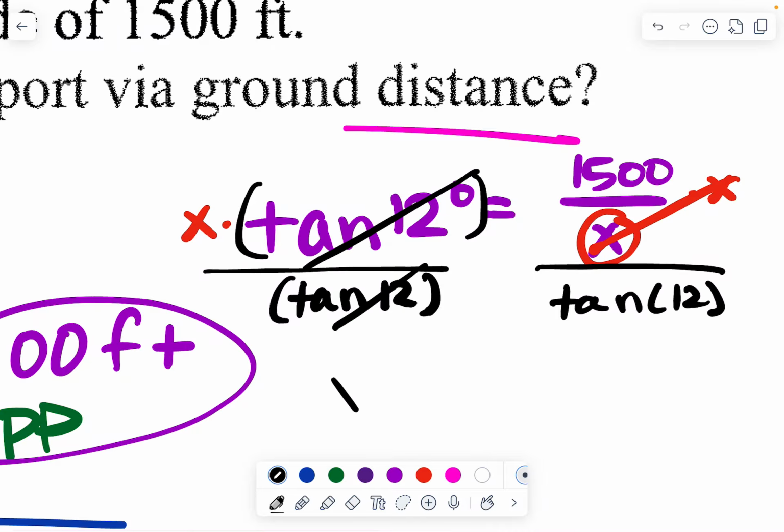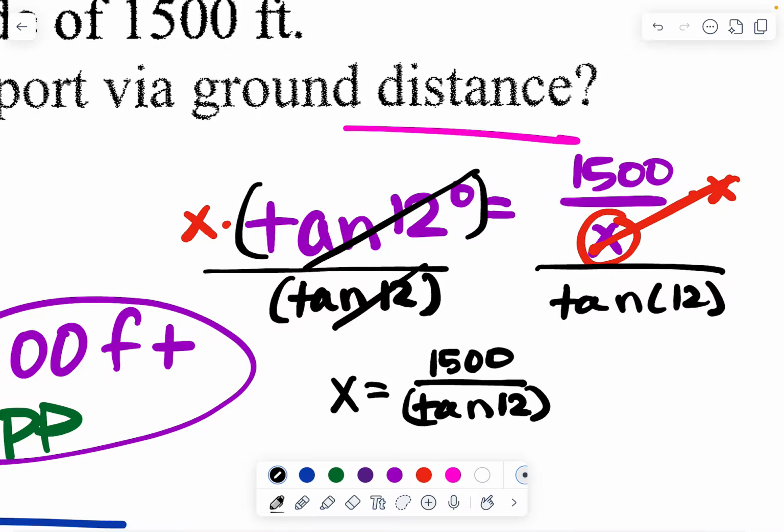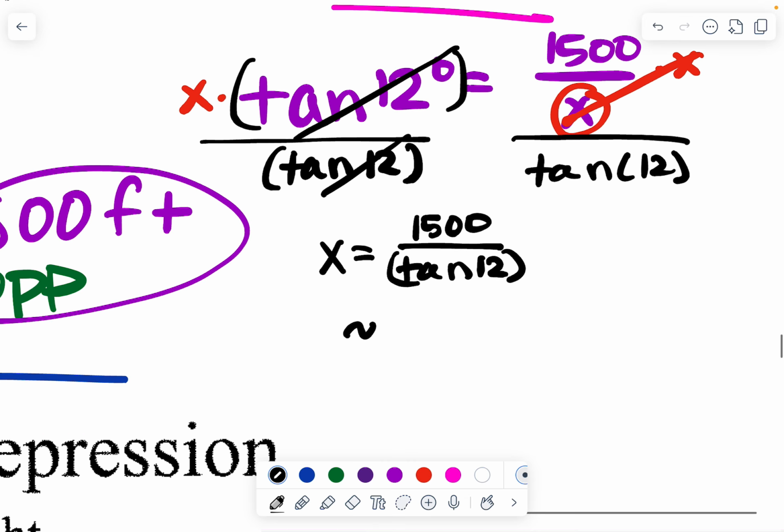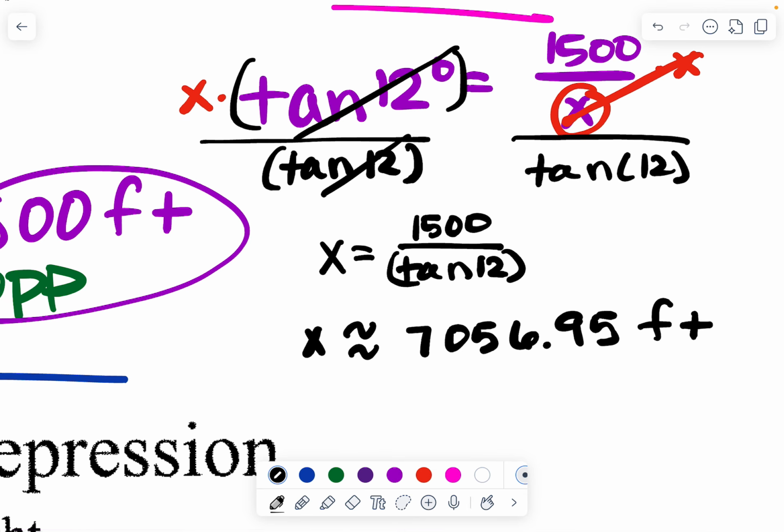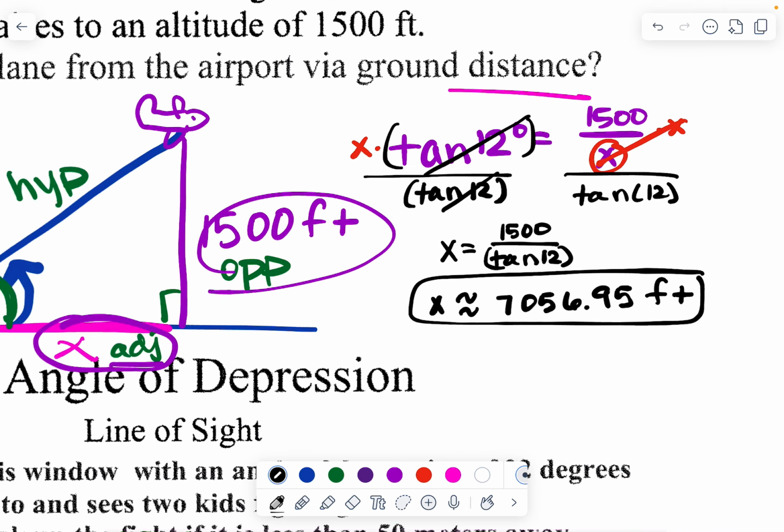So we've got X equals 1,500 divided by the tangent of 12. Plug that into your calculator just like that. And we get approximately 7,056.95. And this is in feet because they do give us the units.